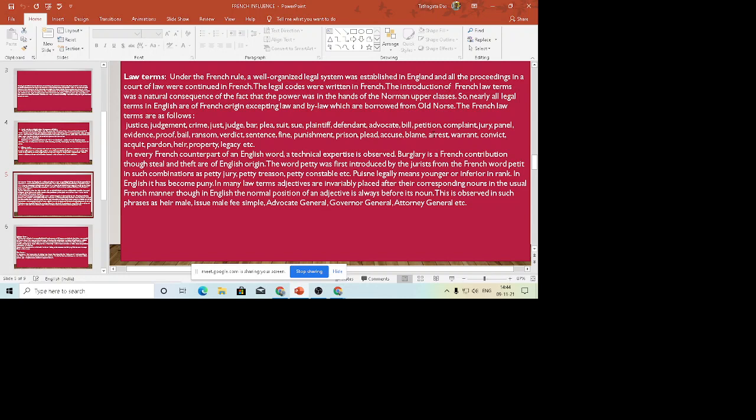As we see here, just look at this sentence. In many law terms, adjectives are invariably placed after their corresponding noun. So the noun comes first. This is observed in such phrases as heir male, issue male, fee simple, advocate general, governor general, attorney general, etc. So these are the adjectives which are coming later, as we see. And here the word other is reversed.